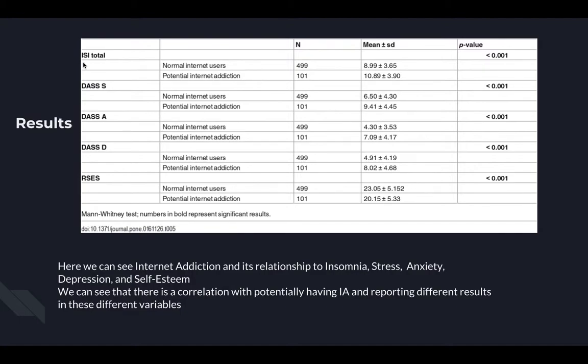And here we see the results with insomnia, stress, anxiety, and depression, as well as self-esteem. All the p-values, however, are under 0.001, which shows that a lot of these results can be due to chance. As we can see here, the means are not very largely different, with standard deviation making it most likely due to chance. But you can see that there is a difference in the means. But it is hard to come to the conclusion that it is a result of internet addiction.